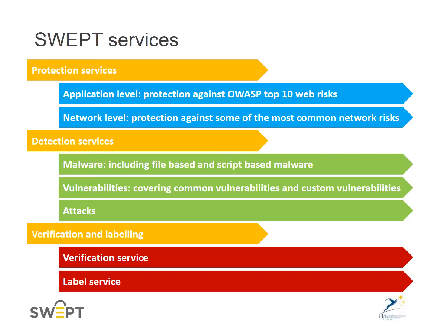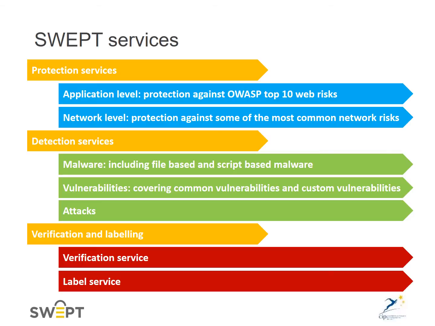The detection service can be split into 3 main sub-services: malware, vulnerabilities, and attacks. It can detect all of these issues after they occur. For example, any malware which makes its way through to the web server or already exists on the website before SWEPT is installed can be detected, and similarly with vulnerabilities. In the case of attacks, any attacks which aren't detected by the protection services can then be detected by the detection service.